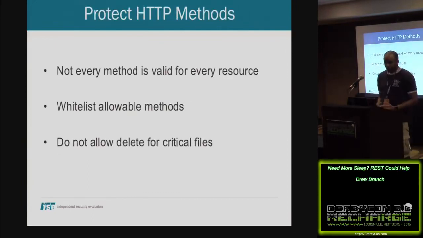So how do we go about protecting our RESTful APIs? First, we can start by protecting HTTP methods. Not every method is for every resource. We should whitelist allowable methods, and we should not allow the DELETE method for critical files. Like users shouldn't be able to delete a particular file, for example.